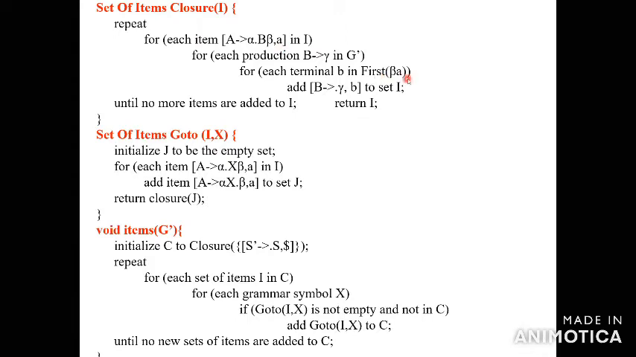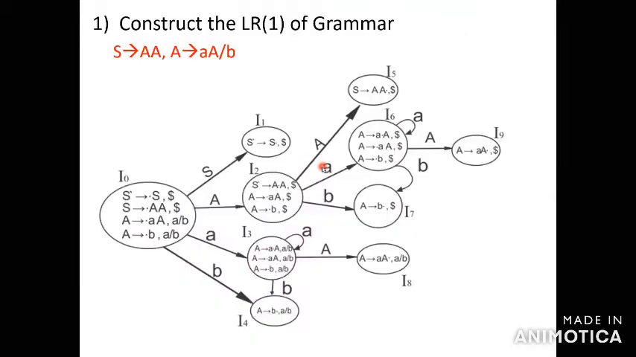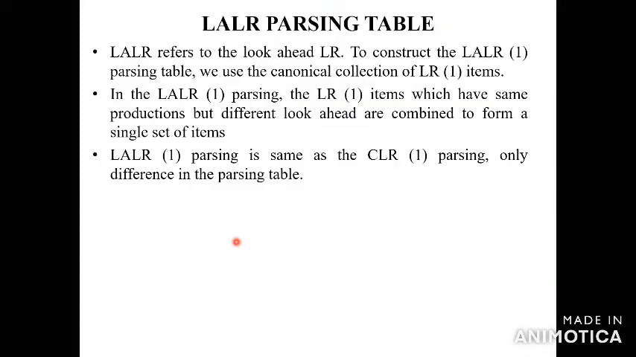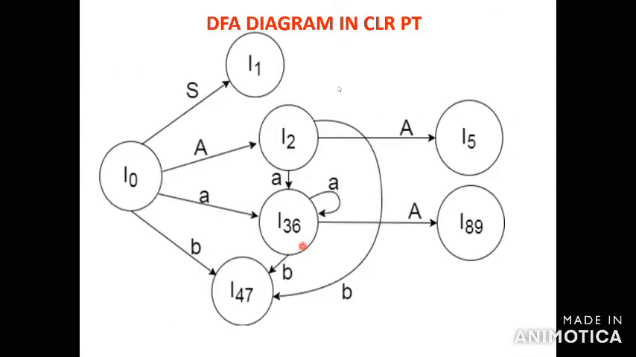So here, first of beta a. Just look at the formula: A tends to alpha dot capital B beta, comma a. Here each terminal will be in first of beta a. How to write? Here check S' tends to dot S comma dollar. Here A tends to alpha dot, where alpha can be empty. We will see this in the slide, one minute. So this is for the parsing table construction. Once the CLR parsing table is over, you can go for the LALR parsing table. Okay, here check, one minute.